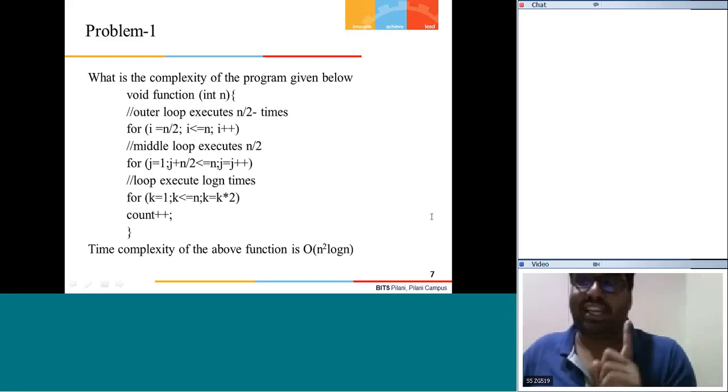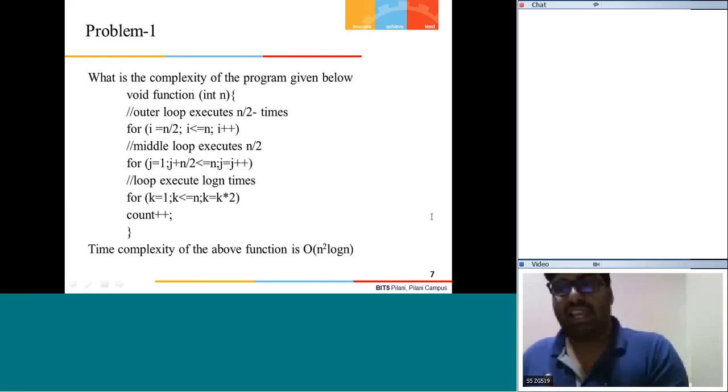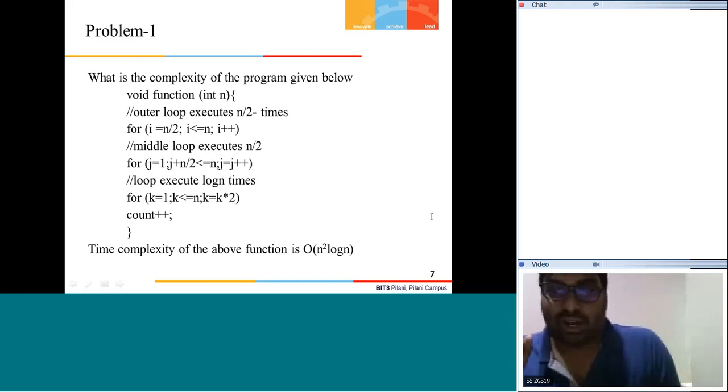Now those people who have written n plus log n and would have written order of n, why is it wrong? Let's have a look. Someone would also have got this thought: sir, my answer is n plus log n. Then they would have written the answer as order of n. Yes or no?